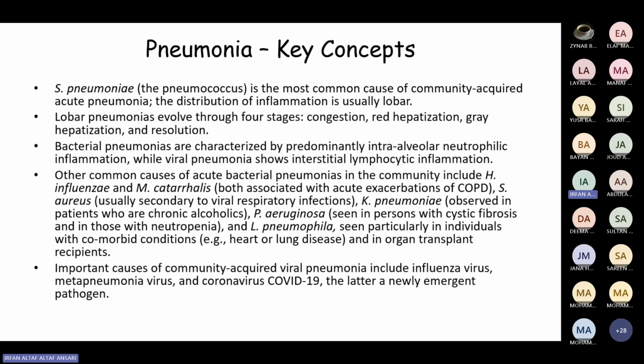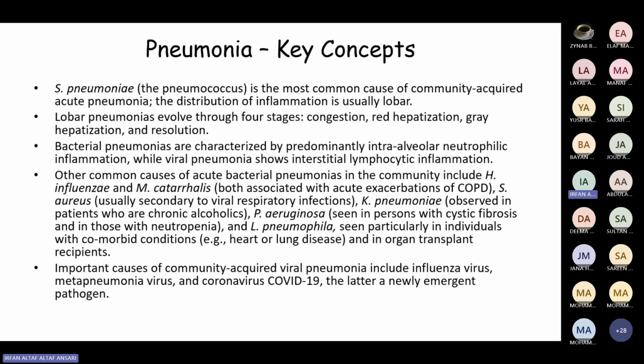Streptococcus pneumoniae, or pneumococcus, is the most common cause of community acquired typical acute pneumonia, and the distribution of inflammation is usually lobar. Lobar pneumonia evolves through four stages: congestion, red hepatization, gray hepatization, and resolution. Bacterial pneumonia is characterized by predominantly intra-alveolar neutrophilic inflammation, while viral pneumonia or atypical community acquired pneumonia shows mostly lymphocytic inflammatory infiltrate, and that is in the interstitium, not in the alveoli.